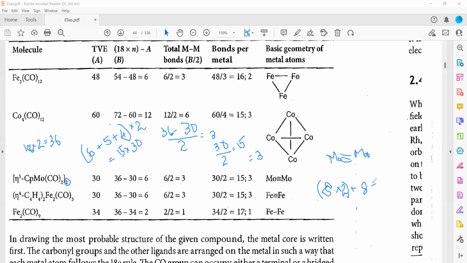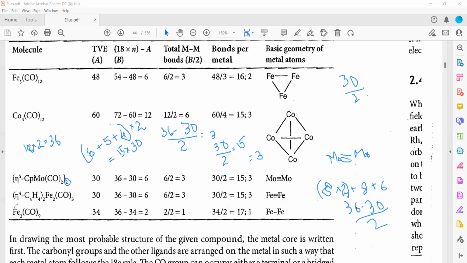And then you have 3 carbonyls, that will give 6. Okay, so how much did it come out to be? If you calculate, it comes out to be 30. So now you will do 36 minus 30, and divide it by 2. That will give you 3. So there are 3 total metal bonds, and metal bonds per metal, it would be 30 divided by 2, that is 15. Again 3. So again the value is the same.